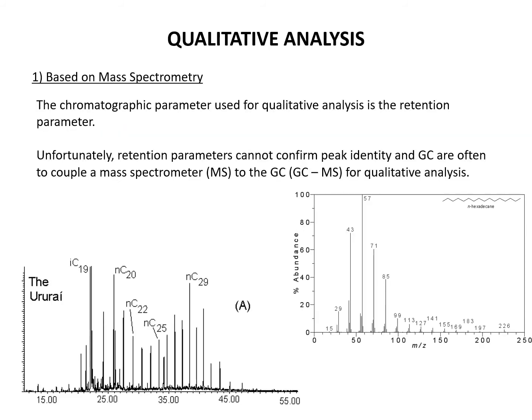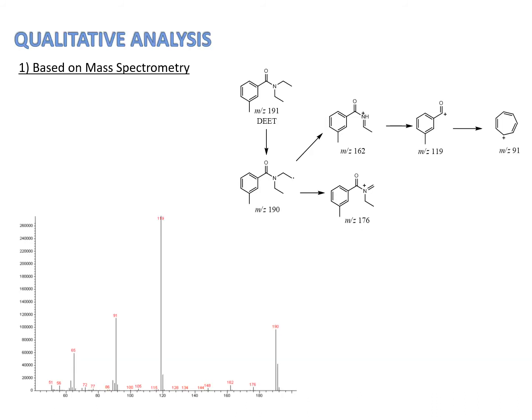Now class, qualitative analysis is based on mass spec. The chromatography parameter used for qualitative analysis is the retention parameter. Unfortunately, the retention parameter alone cannot confirm peak identity, and GC is often coupled with MS, giving GCMS for qualitative analysis. You will learn mass spec in the mass spec course in the upcoming semester. Here is another example of qualitative analysis: the parent molecule undergoes a reaction, giving parent and daughter. We compare the parent and the daughter by using mass spec for the qualitative determination.